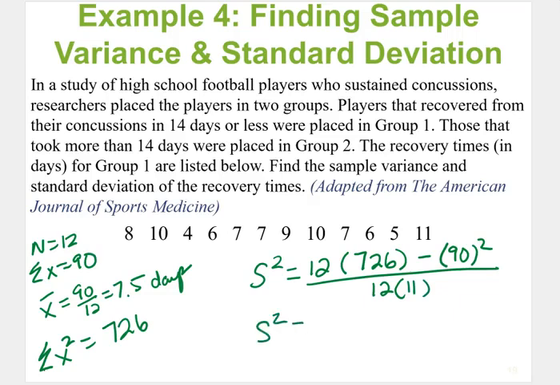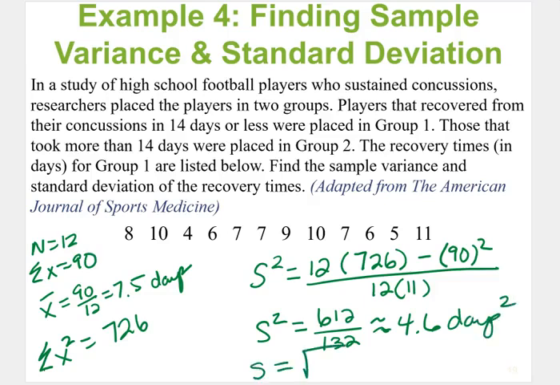So my numerator turns out to be 612, and my denominator turns out to be 132. So divide those, and you get about 4.6. So the variance is 4.6 days squared, which again doesn't make any sense if you put the label on there. So standard deviation is just going to be the square root of 612 over 132. So I put that in my calculator, and I get about 2.2 days.